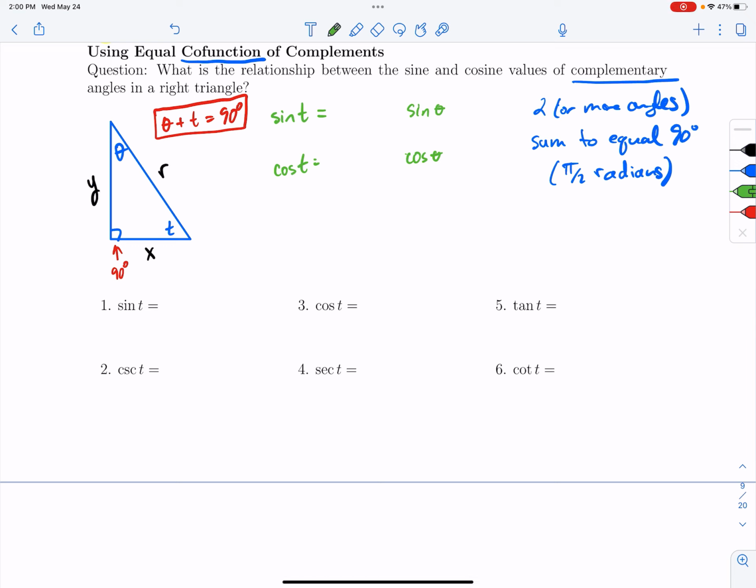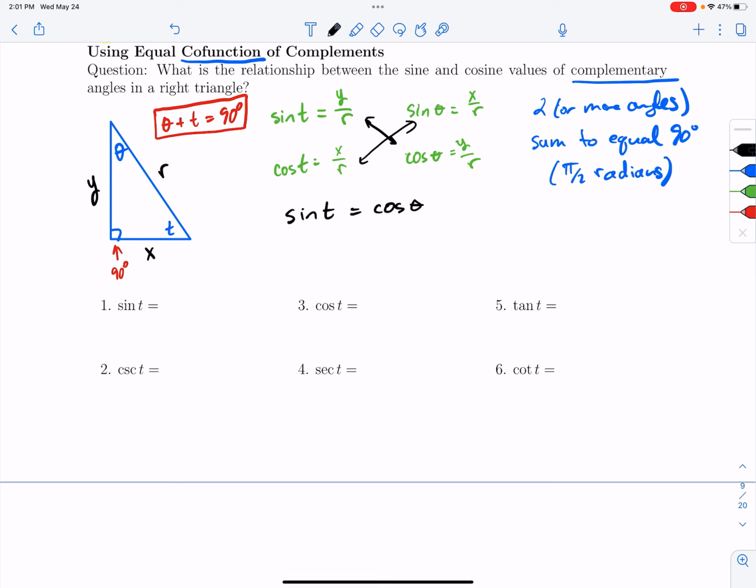Okay, so sine of t, sine is opposite over hypotenuse, so that'll be y over r. Sine of theta, opposite over hypotenuse, that's x over r. Cosine of t, that's the adjacent over the hypotenuse, x over r. And then cosine of theta is the adjacent, so y over r. So something to notice here is that these two are equal to each other, and these two are equal to each other. Okay, so in other words, I could say that sine of t is equal to cosine of theta.